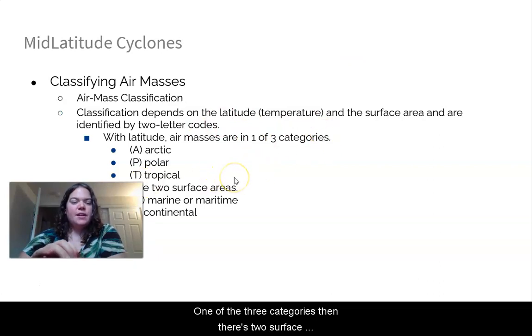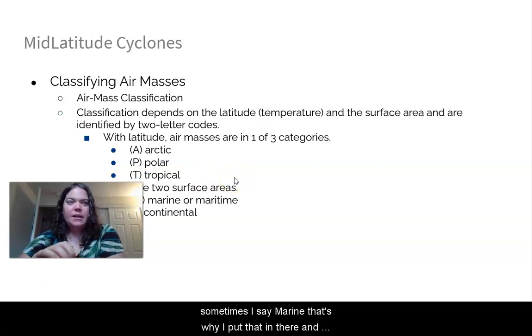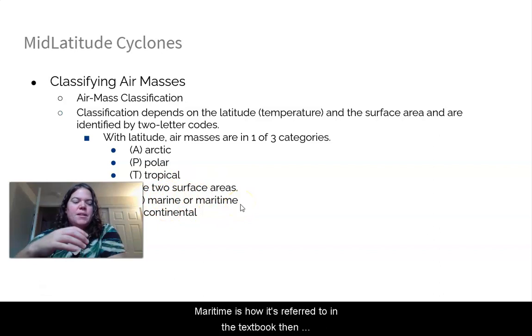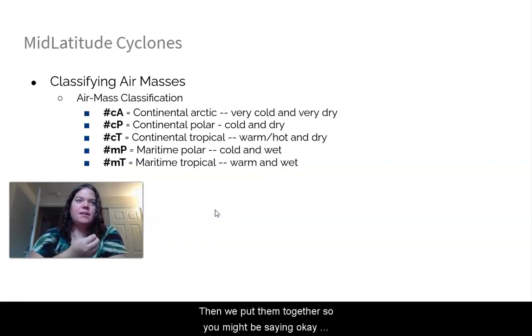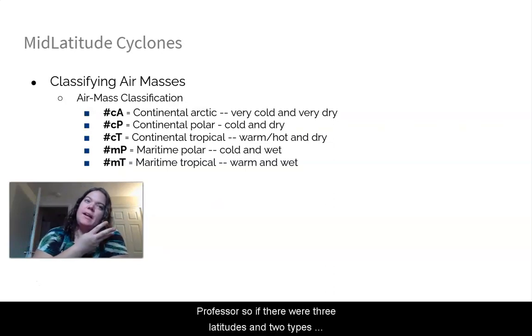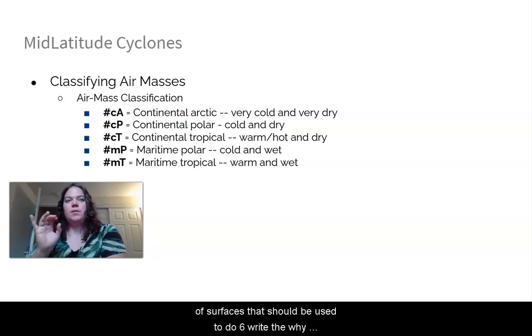Then there are two surface types. One is little m, which is maritime or marine. Sometimes I say marine, that's why I put that in there, and maritime is how it's referred to in the textbook. Then continental is lowercase c. So then we put them together. So you might be saying, okay, professor, if there were 3 latitudes and 2 types of surfaces, that should be 6, right? So why are there 5?